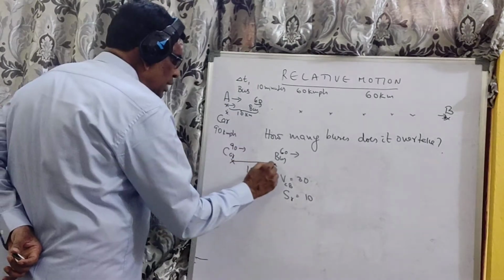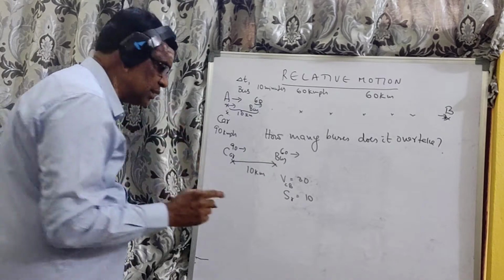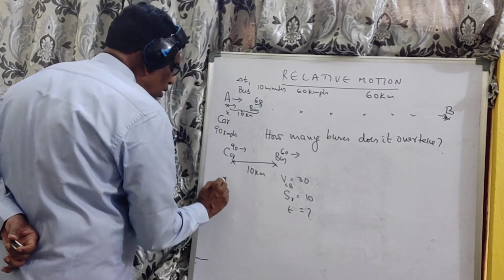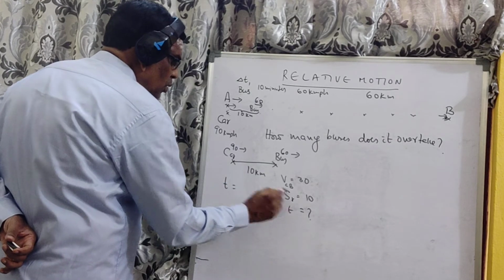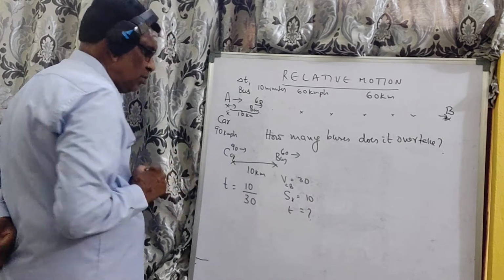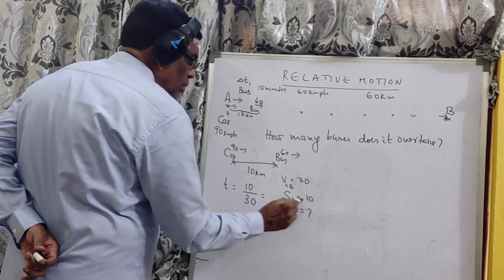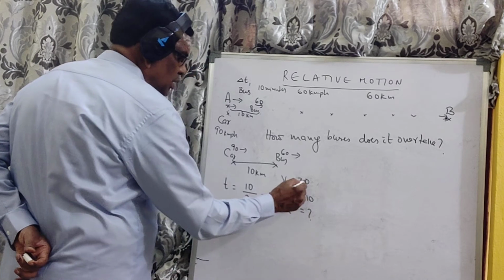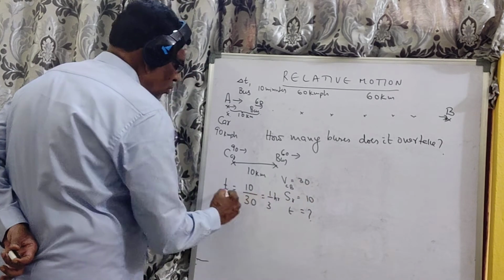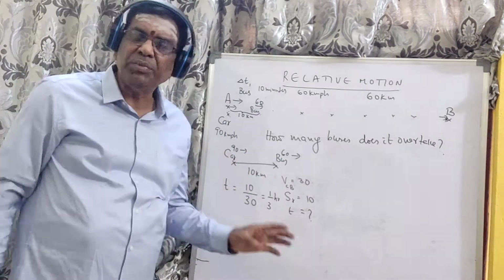What time does it take to overtake one bus? So T is how much? T is equal to relative distance by relative velocity. Remember, this is in kilometers, this is in kilometers per hour. Therefore, this is 1/3 of an hour. I hope this is clear to you.